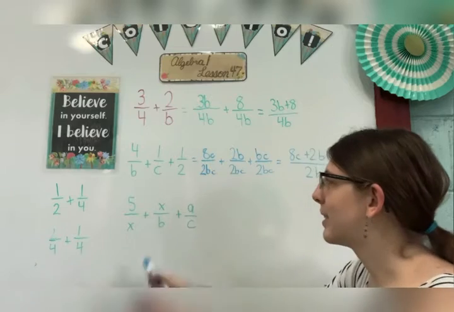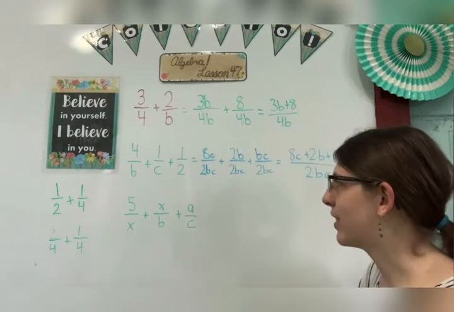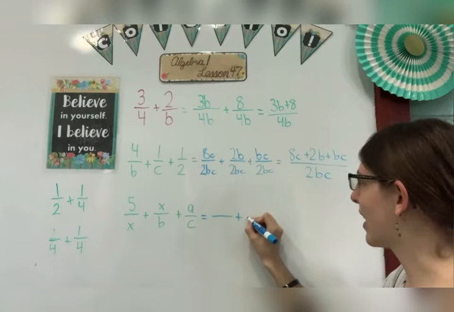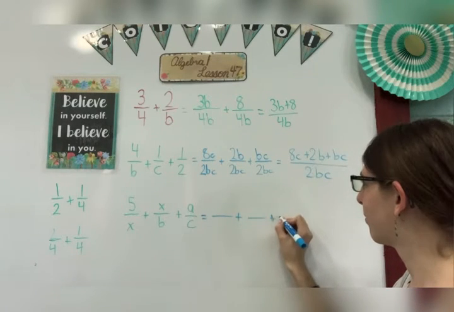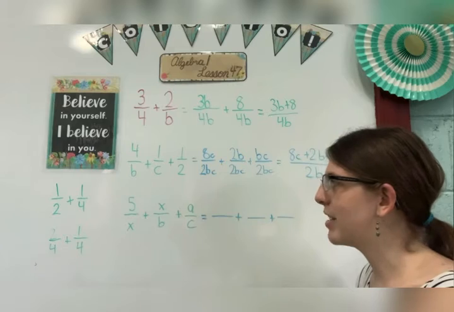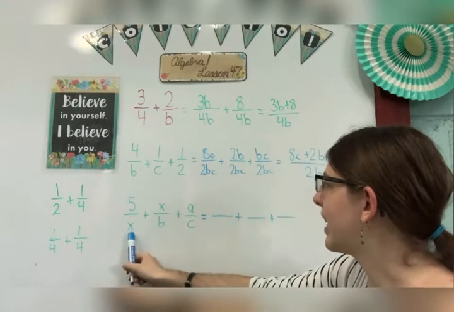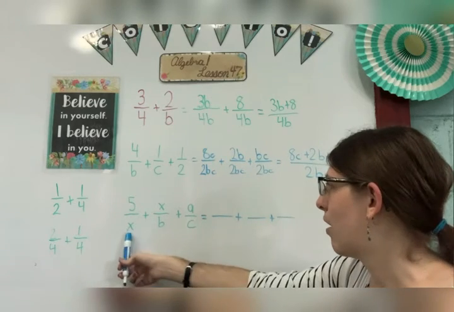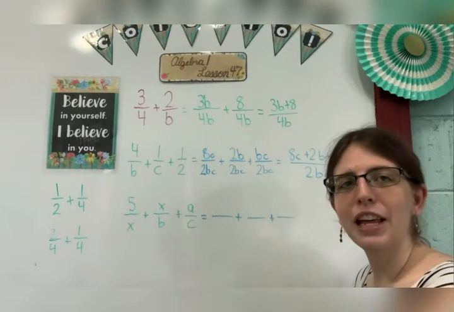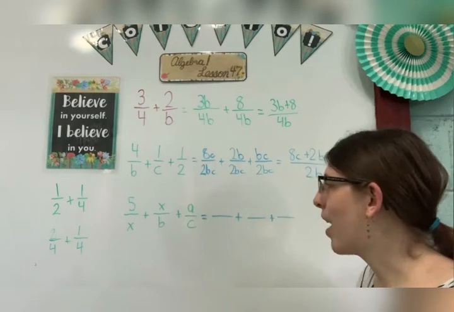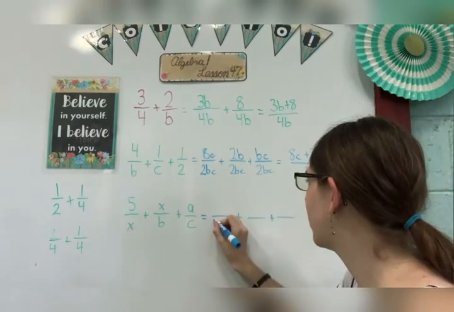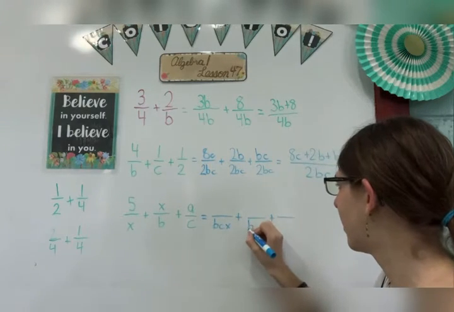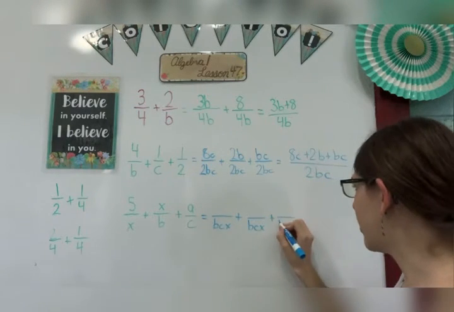5 over X plus X over B plus A over C. I have 3 fractions I'm adding together. Let's find the least common denominator. Well, I need each of the letters the greatest number of times that they appear. Different letters for each one. They each appear only once, so I need each letter. I'm going to put them in alphabetical order. B, C, X is going to be my new denominator.